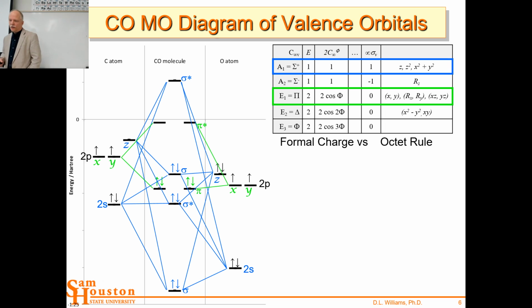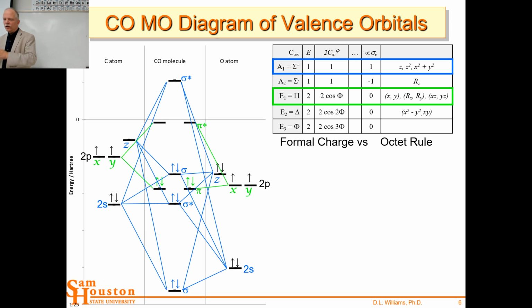Okay, is there anything you need clarification on? We have the pi and the pi star. We have the sigma, sigma star, sigma, sigma star, just like we had in the homonuclear diatomics. Yes? You draw the P, X, and Y below the sigma star. Would it affect the electrons?